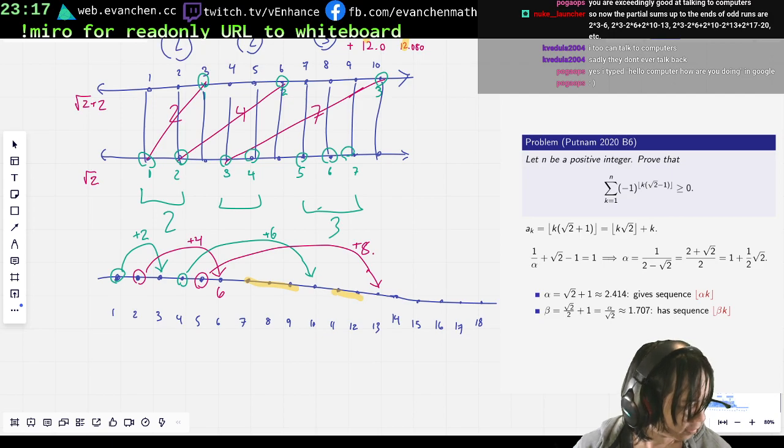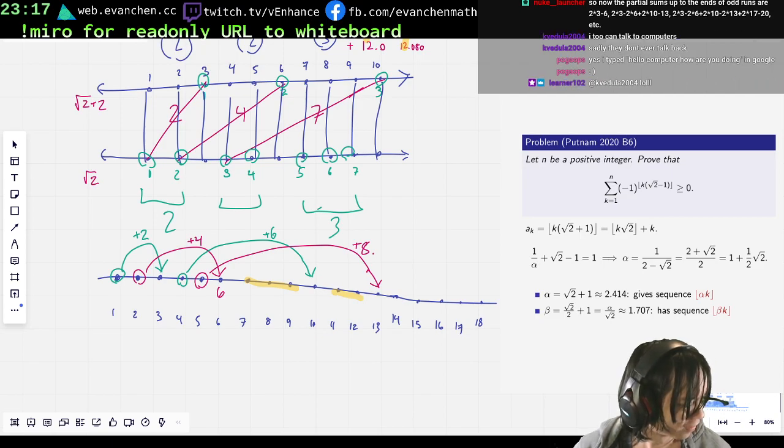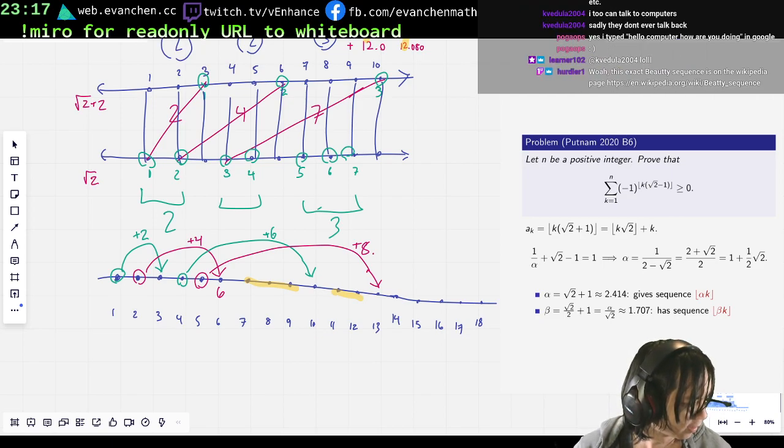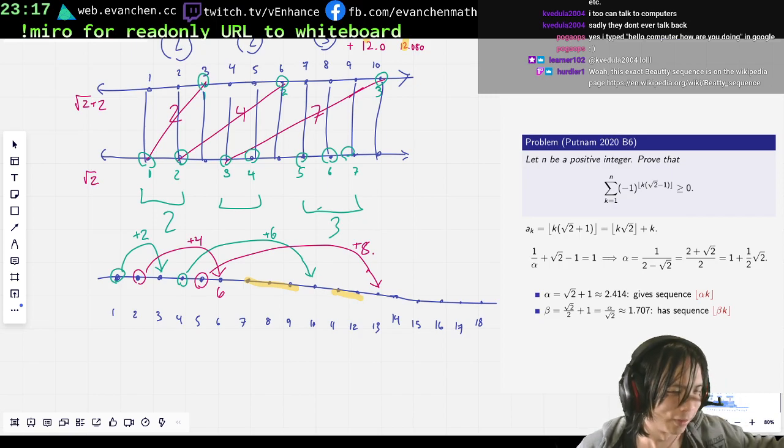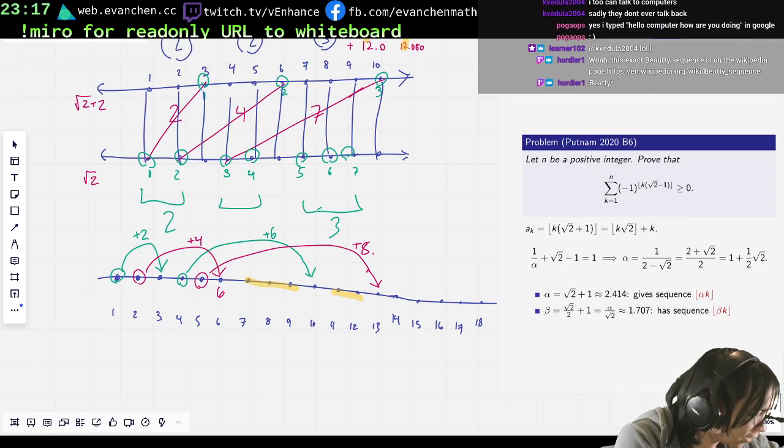Hello, computer. This exact Beatty sequence is on the... Hey Hurdler, good to have you. We've been on this problem for a while. I was about to throw in the towel, and then someone had an idea.